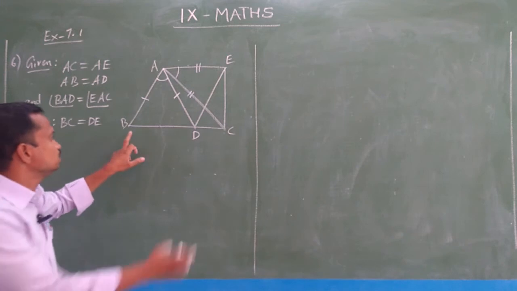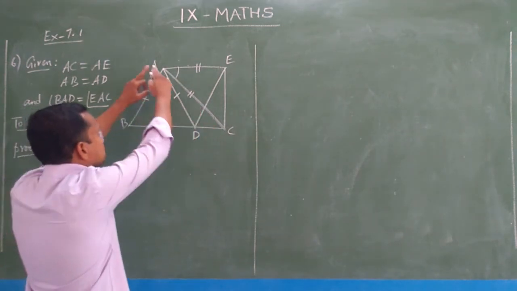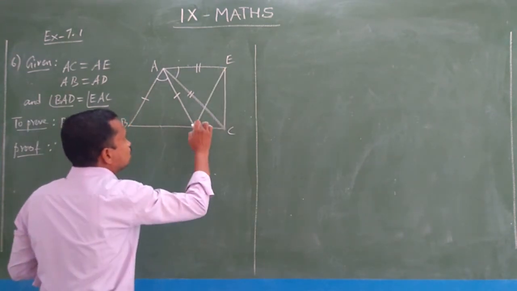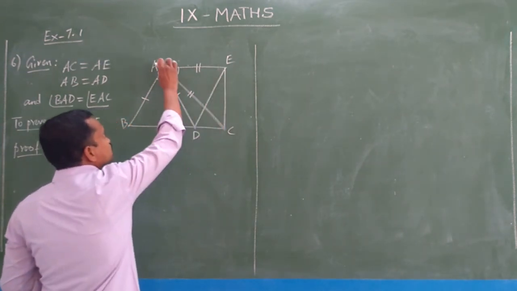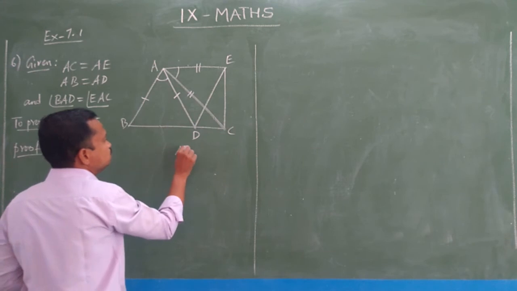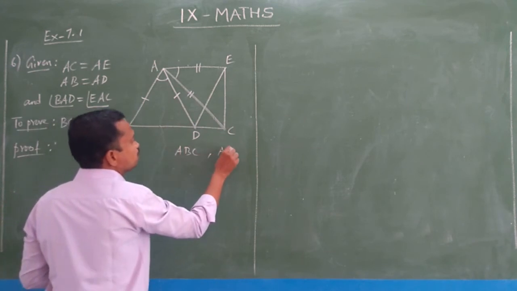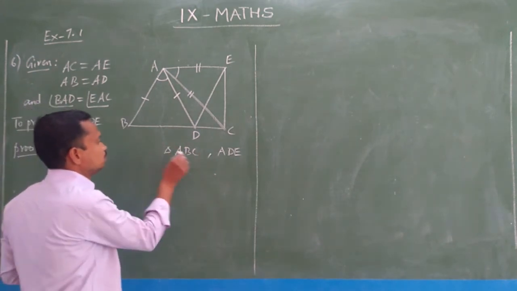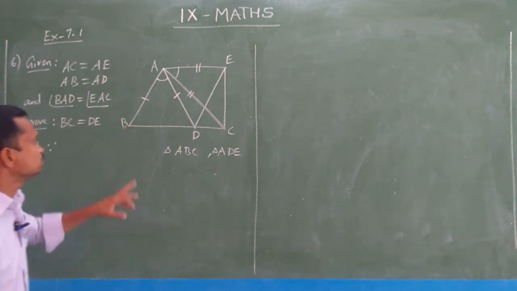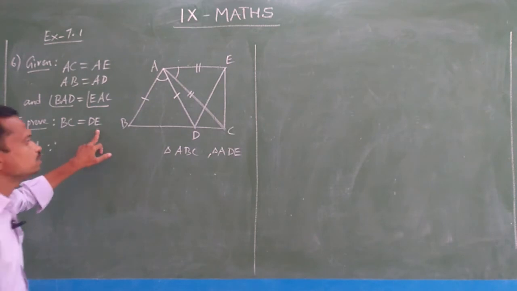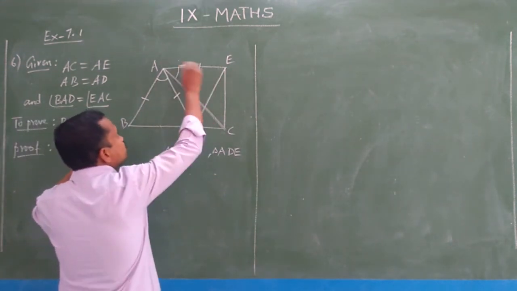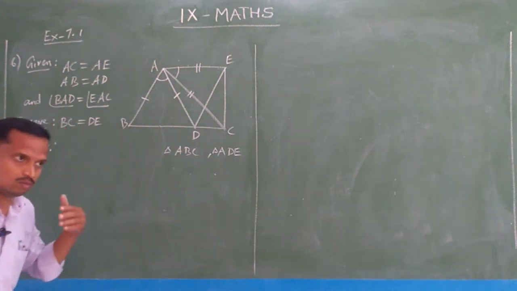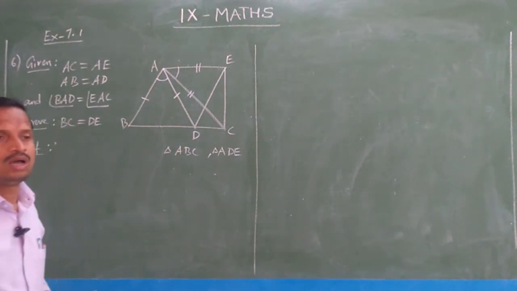So BC, it is here. So the triangle is ABC. And DE is here. So with this, we can have the triangle ADE. So these two are the triangles formed by that side BC, and then DE forms ADE. So like that we can get an idea from the given matter and what we have to prove. So everything we have to analyze.